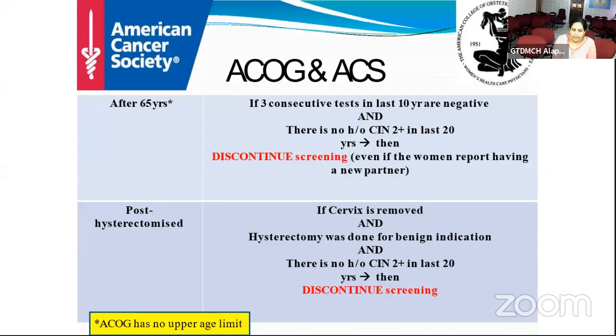So regarding women above 65 years, if the three consecutive tests in the last 10 years are negative and there is no history of CIN2 in the last 20 years, then you can discontinue screening. Then for the post-hysterectomy woman, if the cervix is removed and hysterectomy is done for benign indication and there is no history of CIN2 in the last 20 years, then discontinue screening.